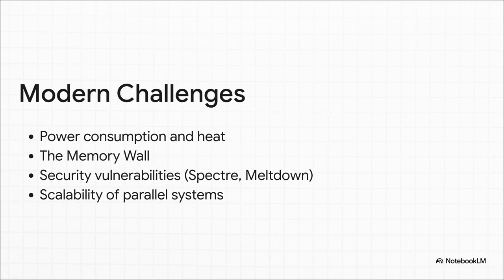But for every one of these new solutions, a new, tough challenge seems to pop up. That memory wall we talked about, it's actually worse than ever. The faster we run these chips, the more power they eat up and the more heat they generate, which is a real physical limit. And sometimes, the very tricks used to make chips faster can open up new problems, like the security flaws, Spectre and Meltdown, which proved that the hardware design itself could be exploited.